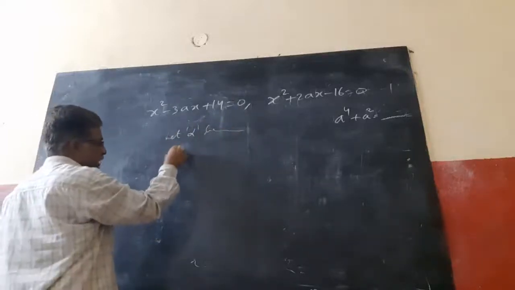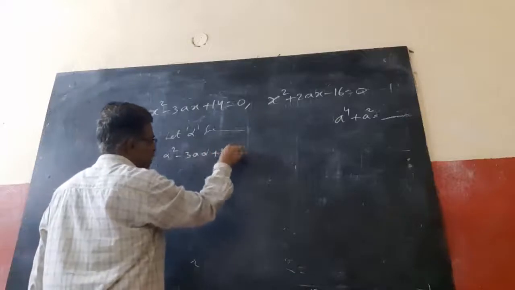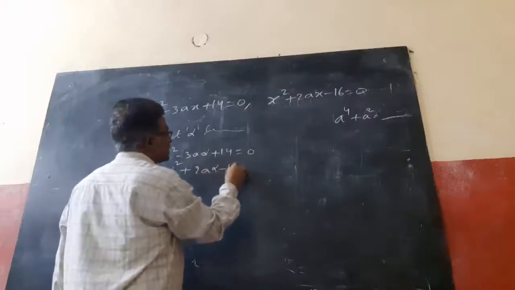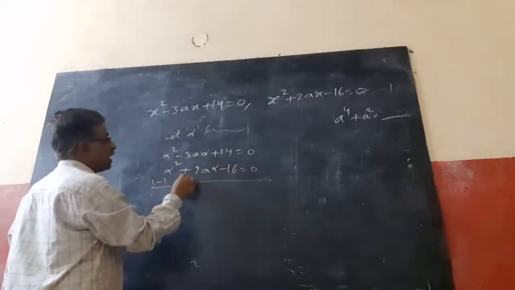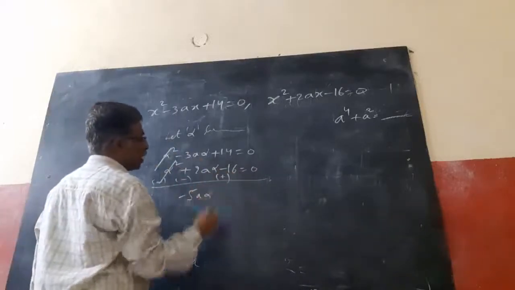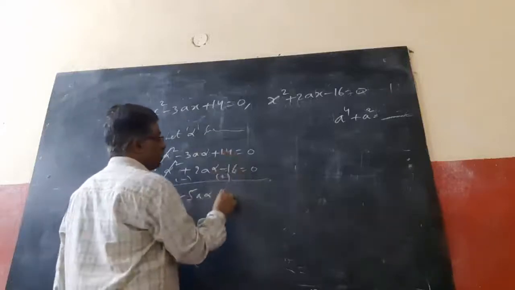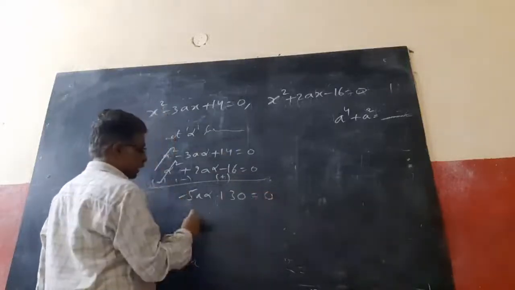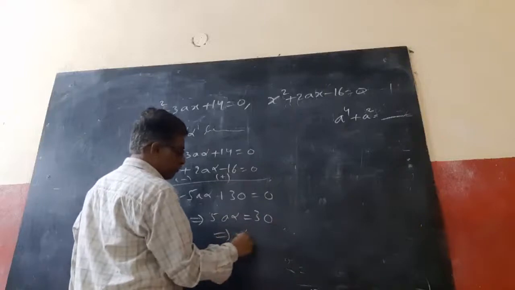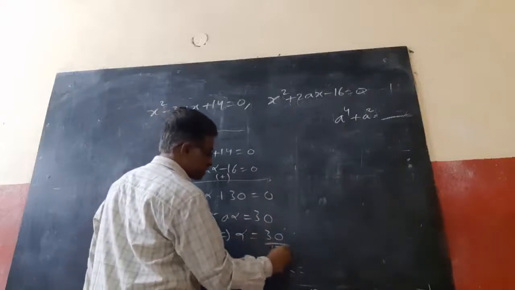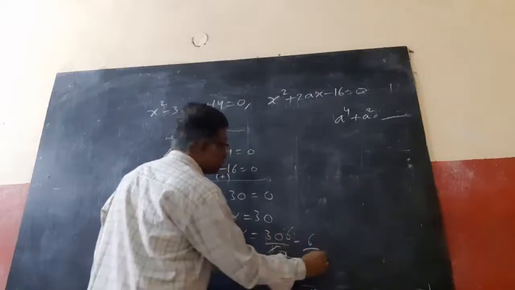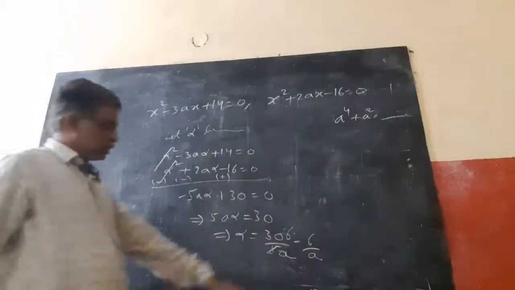So the equations become alpha square minus 3a alpha plus 14 equal to 0, and alpha square plus 2a alpha minus 16 equal to 0. Elimination method: minus, minus, plus. These two get cancelled and this is minus 5a alpha plus 30 equal to 0. Implies 5a alpha equal to 30, implies alpha equal to 30 by 5a, so 6 by a. Alpha equal to 6 by a. Now the common root is 6 by a.